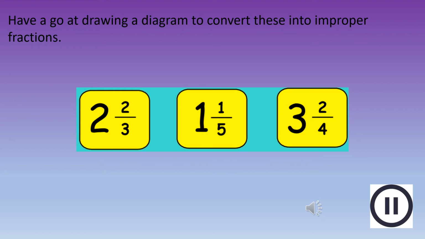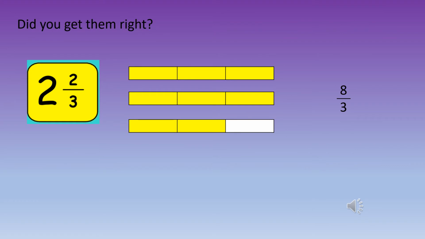Over to you. Have a go at drawing a diagram to convert each of these mixed number fractions into improper fractions. Pause the video to give yourself time. So 2 2/3 would be 8/3, 8 over 3 as an improper fraction.